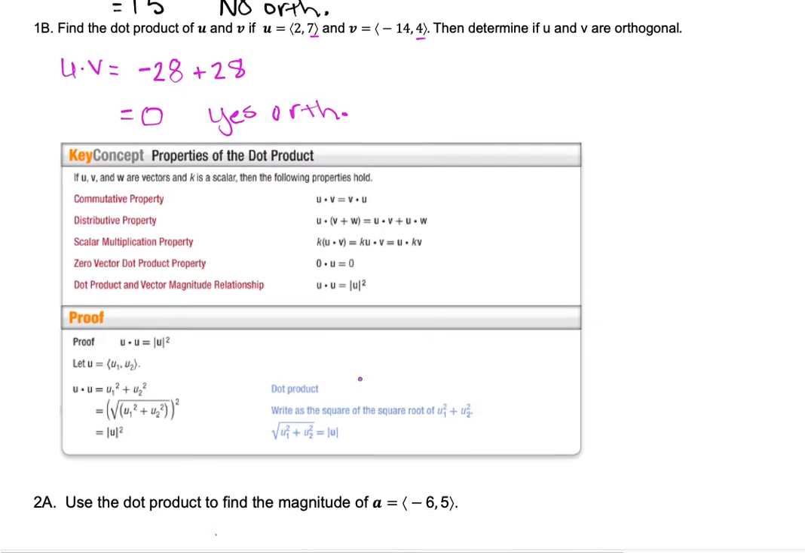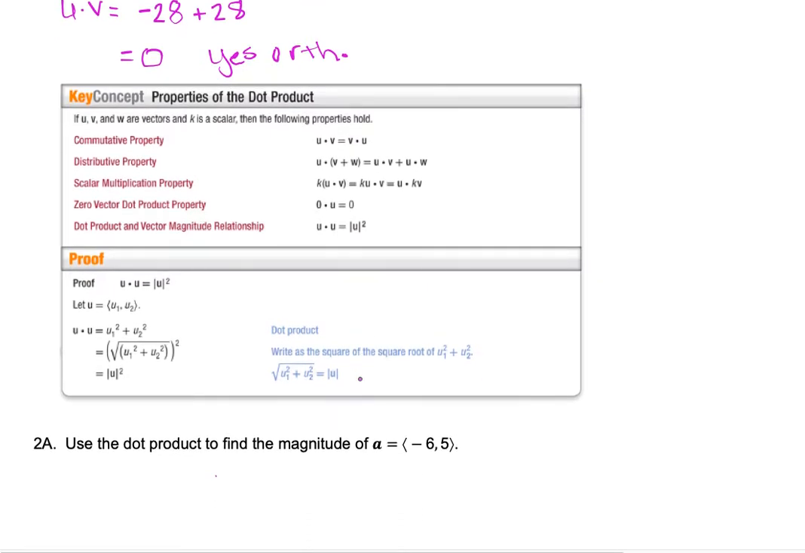If you look at these properties of dot products, they're pretty much like you'd expect. There's a commutative property, distributive property, scalar multiplication property, and a zero vector dot product property. Those are things that make common sense, right?